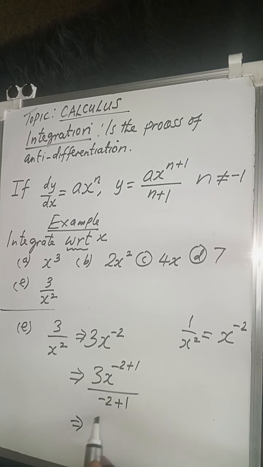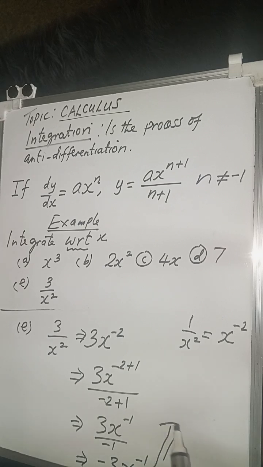So what will that give us? It will be 3x. Negative 2 plus 1 will give us a negative 1, over negative 2 plus 1, which is a negative 1. So when I look at this one, it will be negative 3x to the minus 1. Now, because that is a minus 1, we can write this differently. I can remove that negative, the 3 will go on top, and it will be negative 3 over x. So that is the way it is going to remain.